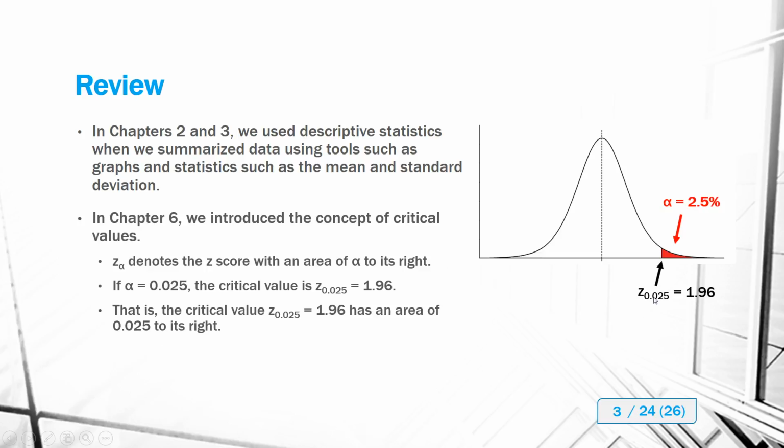So here we have our critical score, or critical value rather, z-score of 1.96. This separates out the critical region from the rest of the distribution. The area under the curve to the right of that z-score, or critical value, is 2.5%. This is equal to alpha.